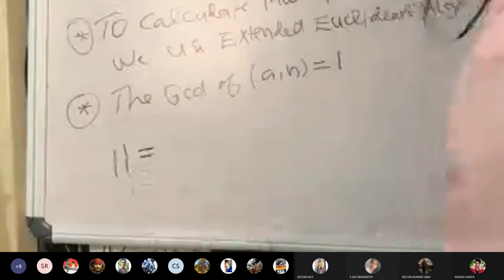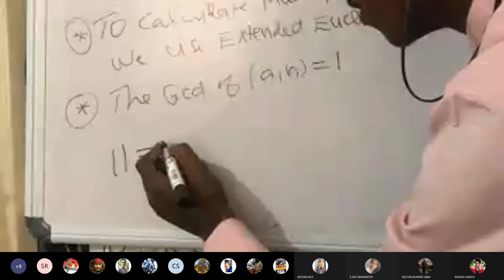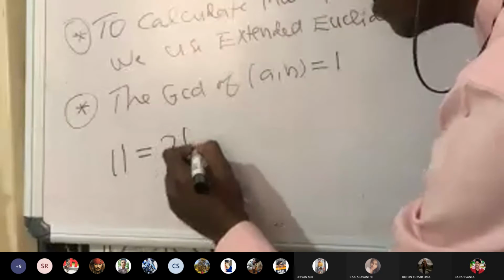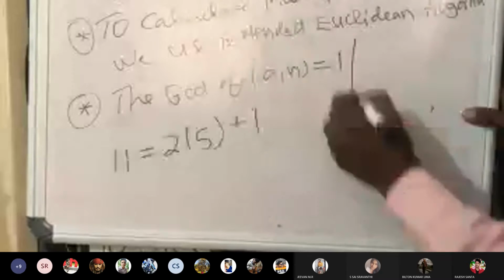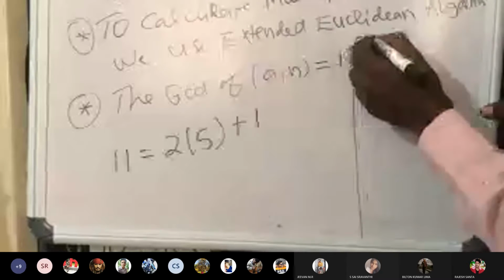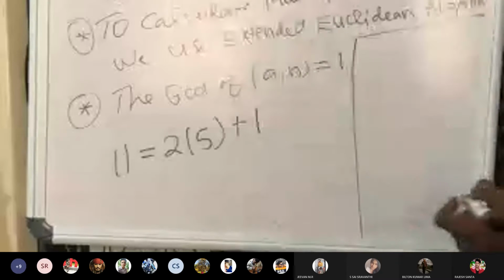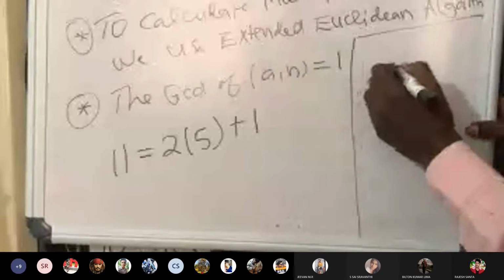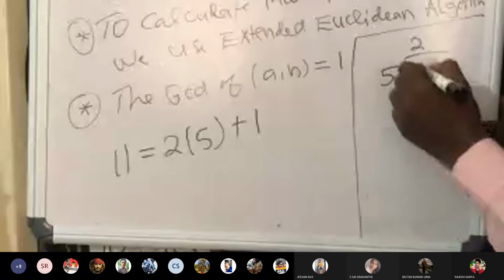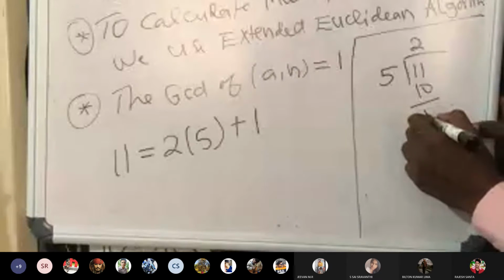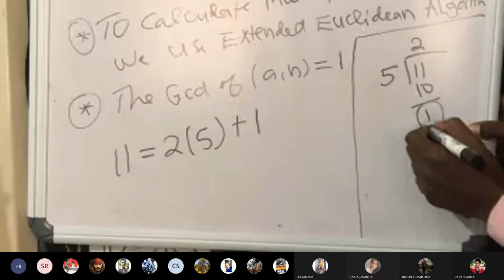11 is equal to 2 multiplied by 5 plus what? 1. So, for those who were not there when we calculated this one, we mean that 5 divides 11 two times, which is 10, and the remainder is 1. Okay, the remainder is 1.